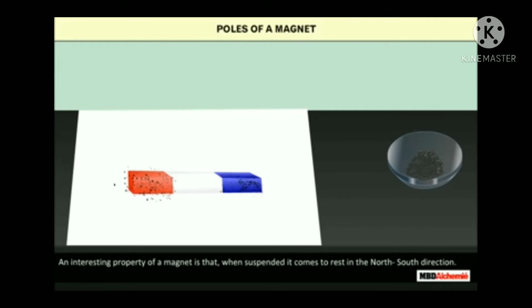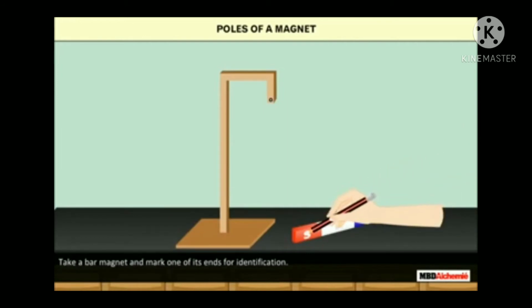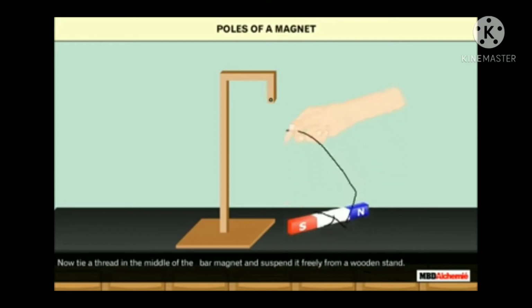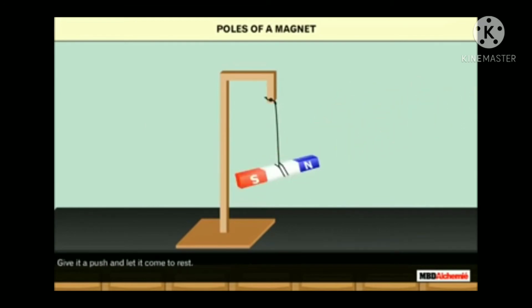An interesting property of a magnet is that when it is suspended, it always comes to rest in the north-south direction. Now let us perform an activity for it. Take a bar magnet and mark one of its ends for identification. Now suspend it by a thread from a wooden stand. Now what will we observe? Give it a push and let it come to rest. Mark the rest positions of the magnet on the table.